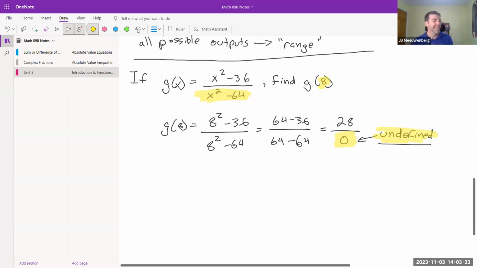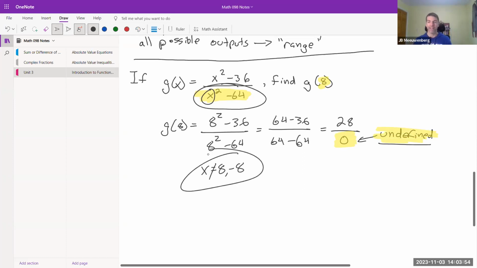So in this case, that would happen for both x is equal to 8 and x is equal to -8. Both of those would cause this denominator to be 0. So basically, that means that the domain of this function would be all real numbers, except x can't be equal to 8 or -8. It can be anything else, but it just can't be 8 or -8. Okay, that's where this idea of domain and range comes into play.